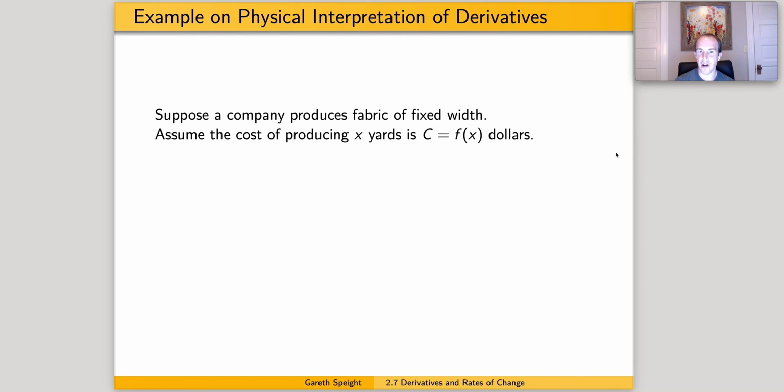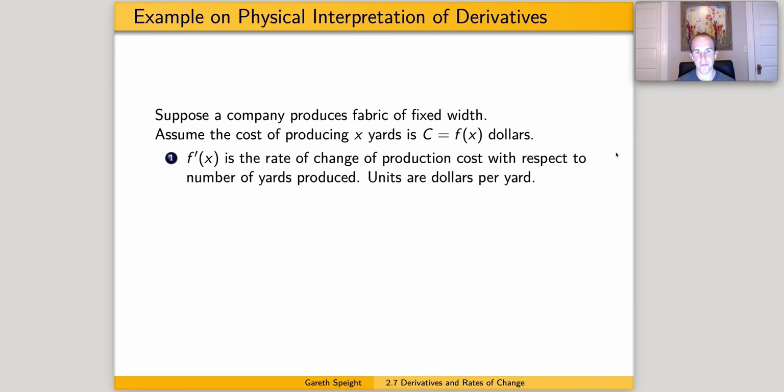Suppose some company produces fabric of a fixed width, so the only thing that's changing is how much fabric, or what is the length of the fabric they produce. And let's assume that the cost of producing x yards in length is C equals f of x dollars. So C for cost, and x is the length of fabric we produce. Okay, then what is the significance of the different things that we talked about? So f prime of x, which is the instantaneous rate of change of cost with respect to length, that's the rate of change of the cost with respect to the number of yards produced.